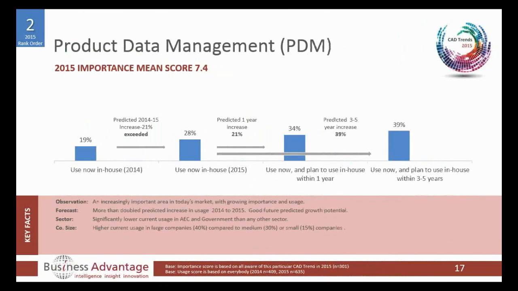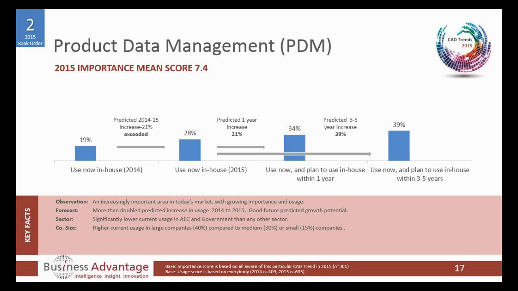The second trend that we thought was quite interesting was product data management. And this year, it achieved an importance score of 7.4 out of 10, an increase from last year when it was rated as 6.9 out of 10. The predicted increase in usage from 2014 to 15 was 21%, and in fact, our survey shows an increase of 47%, so more than double the predicted increase. We see good future predicted growth potential in this area of PDM in the next 12 months.